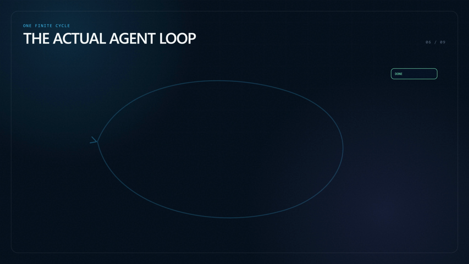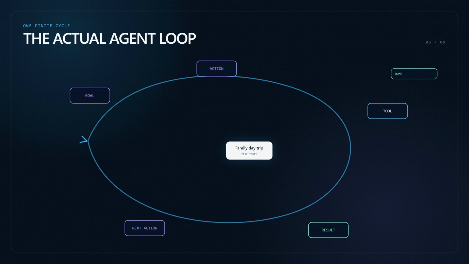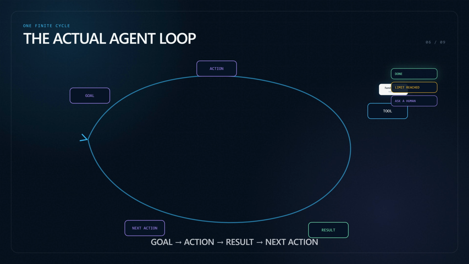That gives us the simplest useful mental model. Start with a goal. Choose an action. Use a tool. Observe the result. Update the state, then choose the next action. The loop continues until the goal is complete, a limit is reached, or the system needs a person to make the decision. Goal, action, result, next action.